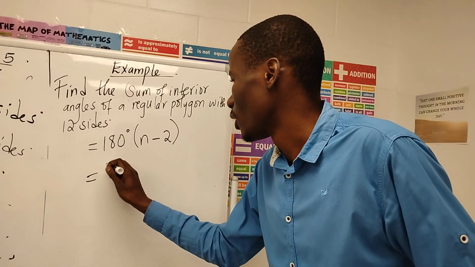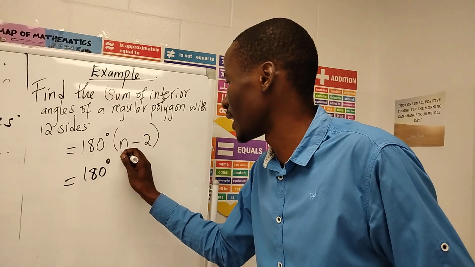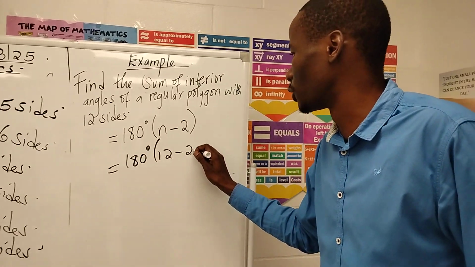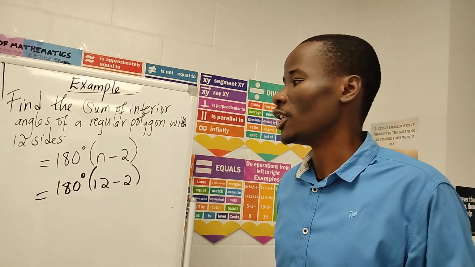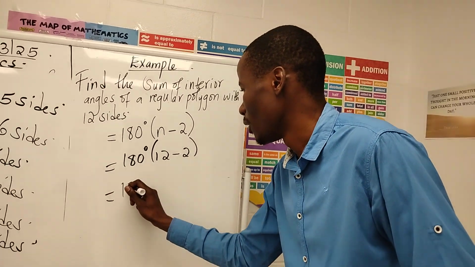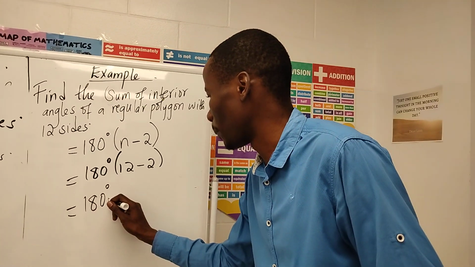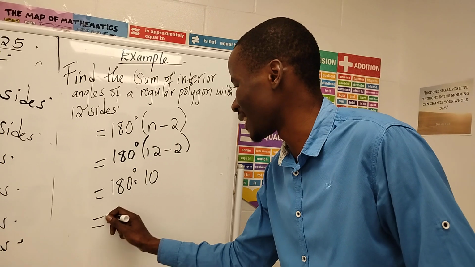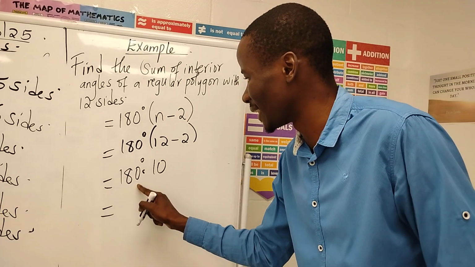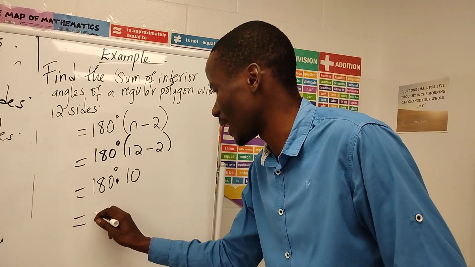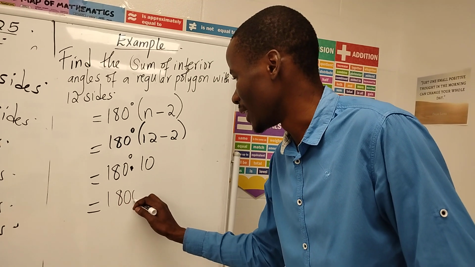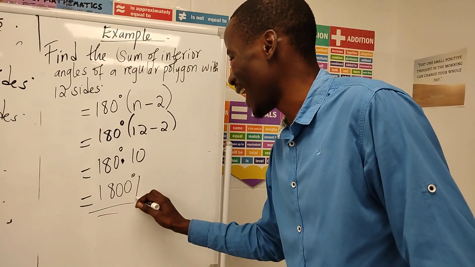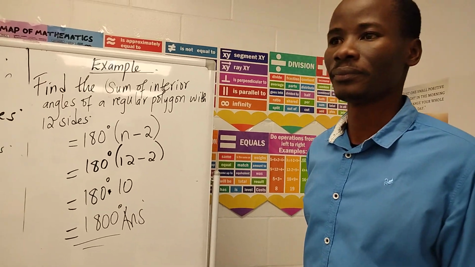Therefore, we shall say 180 degrees times (12 take away 2). 12 take away 2, what do we have? 10. 180 degrees multiplied by 10. So what is the sum of angles? 180 degrees times 10. What is the answer? 1800 degrees. And that becomes the answer.